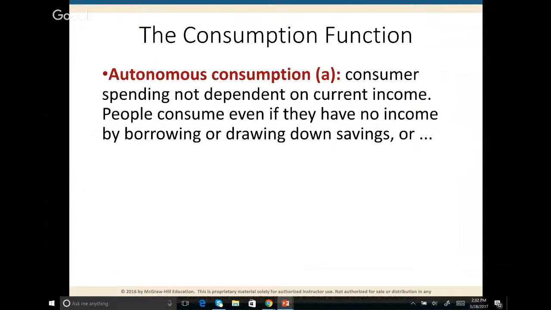And then for our consumption function, the first thing to learn is something called autonomous consumption. Autonomous consumption is the consumption part that's independent of your income. It doesn't matter how much income you have, the money you spend on it is called autonomous consumption. Think of things like bread and water. Those would be your autonomous consumption. It doesn't matter how much income you have, we need bread and water, right? So that's our autonomous consumption.